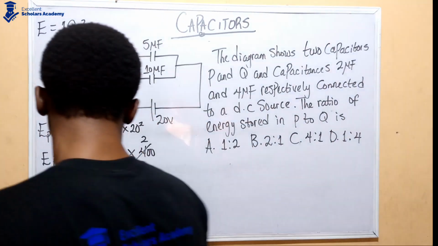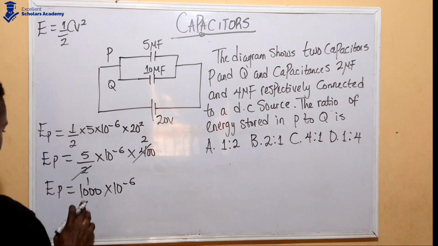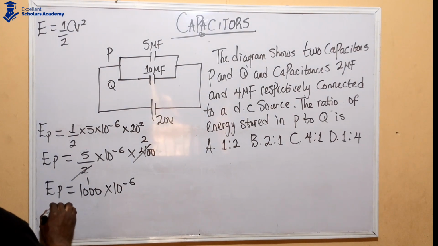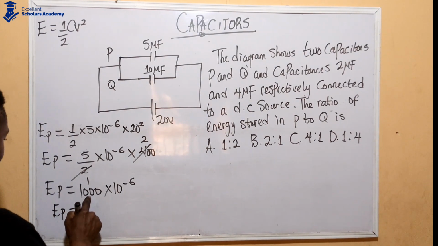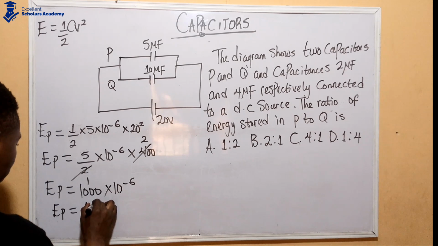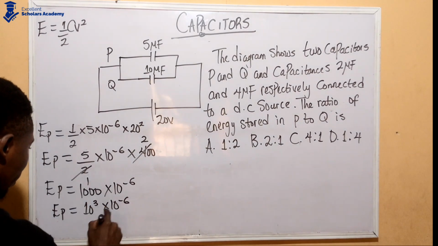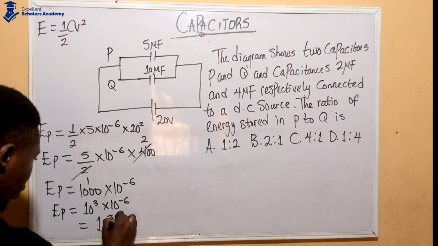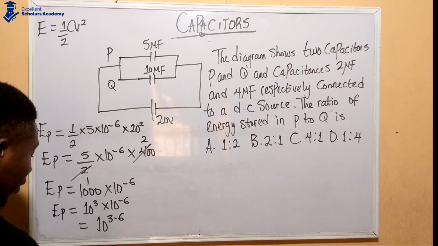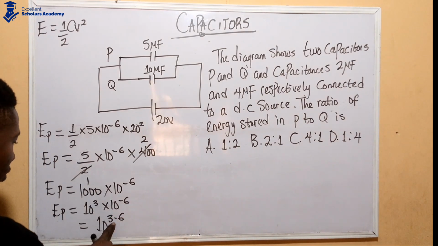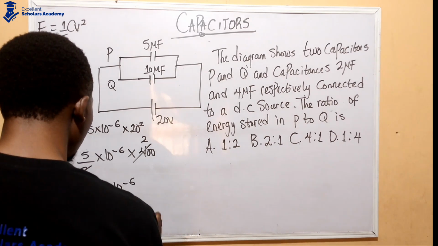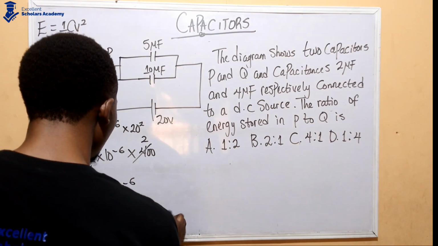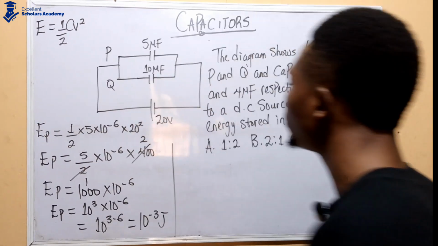Now this 1000 can be written as 10 to the power of 3. So this is 10 to the power of 3 multiplied by 10 to the power of minus 6. Now add their powers: 3 plus minus 6 gives you minus 3. So EP is 10 to the power of minus 3 joules.